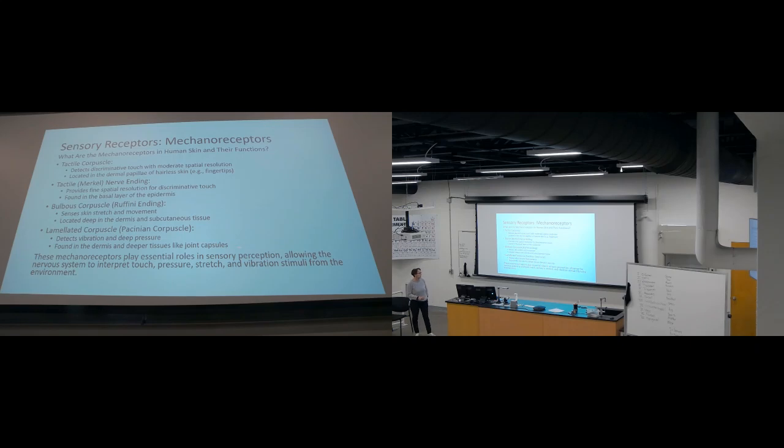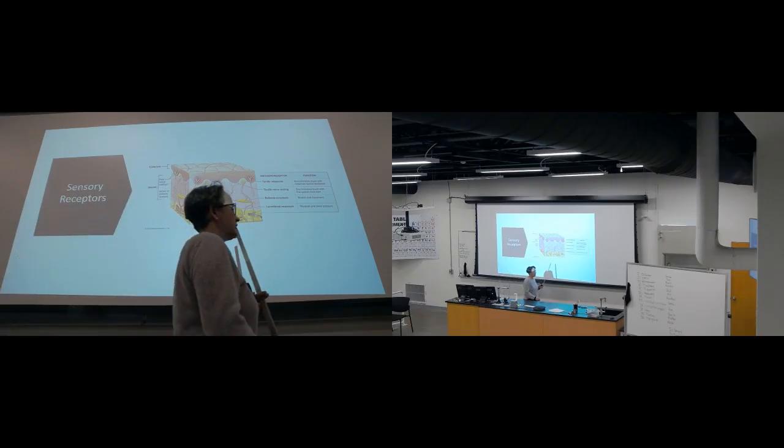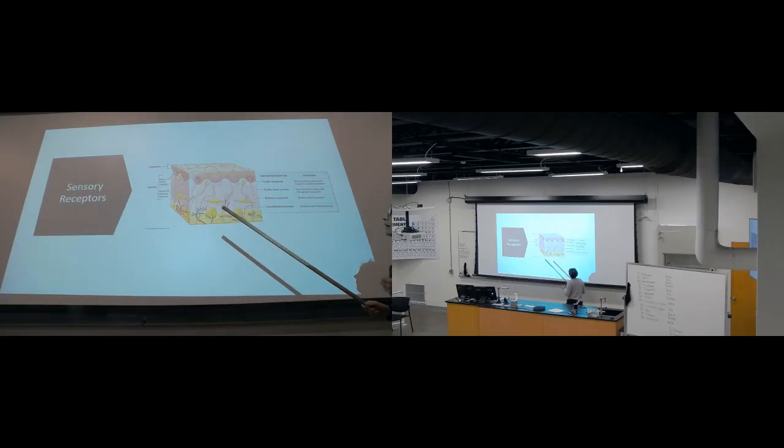So all of these help in sensory perception, allowing our nervous system to interpret touch, stretch, pressure, vibration. Especially the Pacinians help us to detect vibrations, for instance, if there is an earthquake.